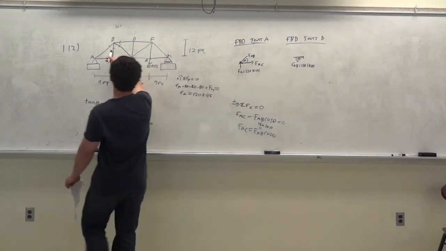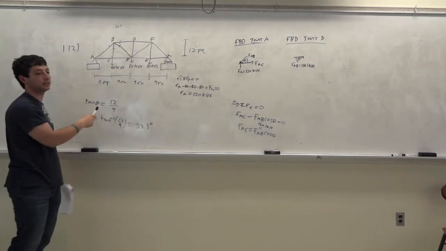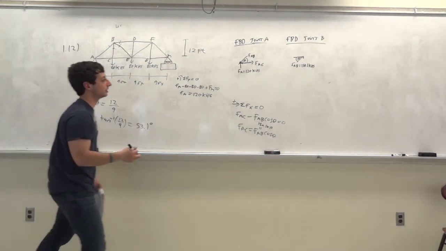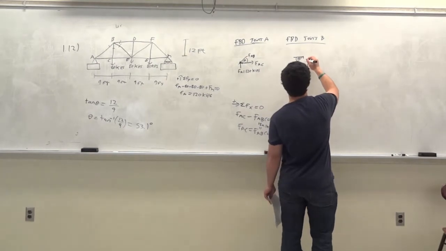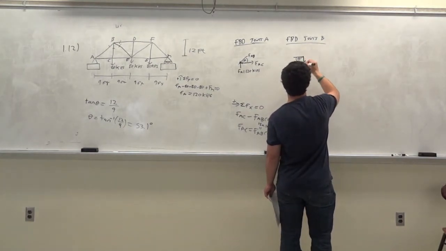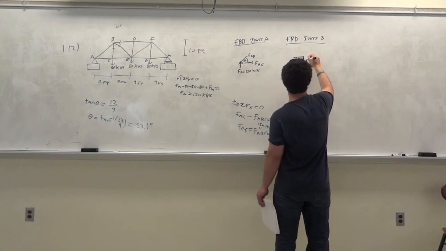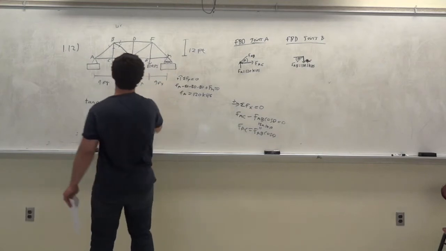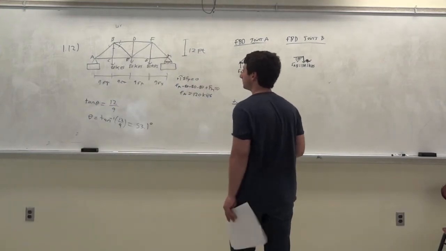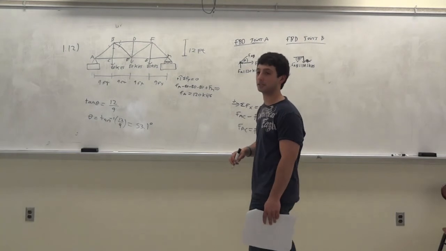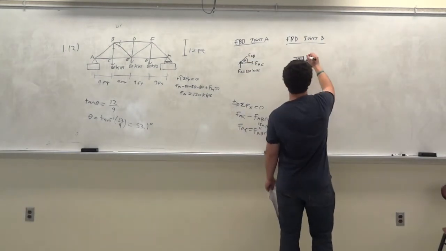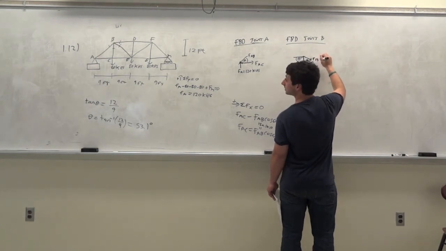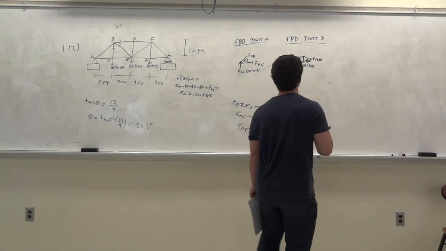Well, what is this going to be? In tension or compression? BC. If you're pulling down on this, it's in tension, yeah. So it's going to go out, right? So this is FBC. What about this member over here, BE? Is it going to be in tension or compression? It's also going to be in tension. So this is going to be outwards. This is FBE.